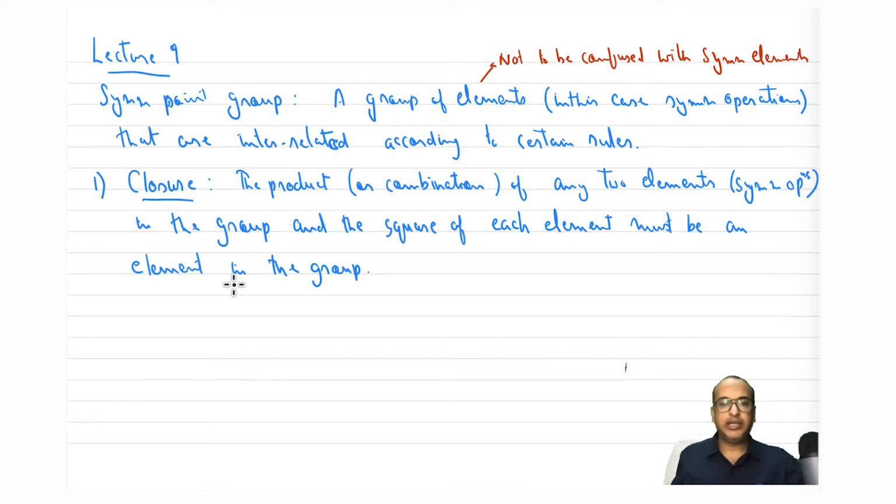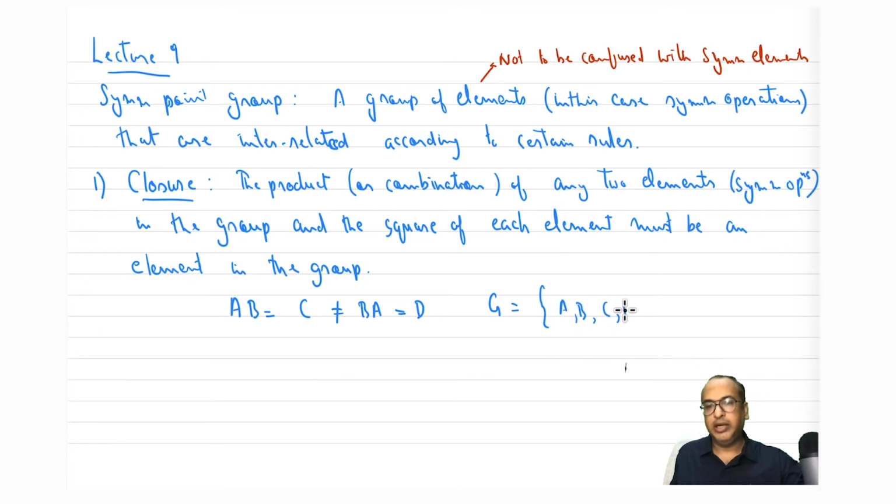Also, it is not necessary that AB is equal to C and is equal to BA. That may or may not hold. It may be the case that it is not equal and BA is equal to D. In this case, the group should have A, B, C, D in that set. So the elements C and D must be present if commutation is not holding. Basically any order of combination must result in an element which forms part of the group.